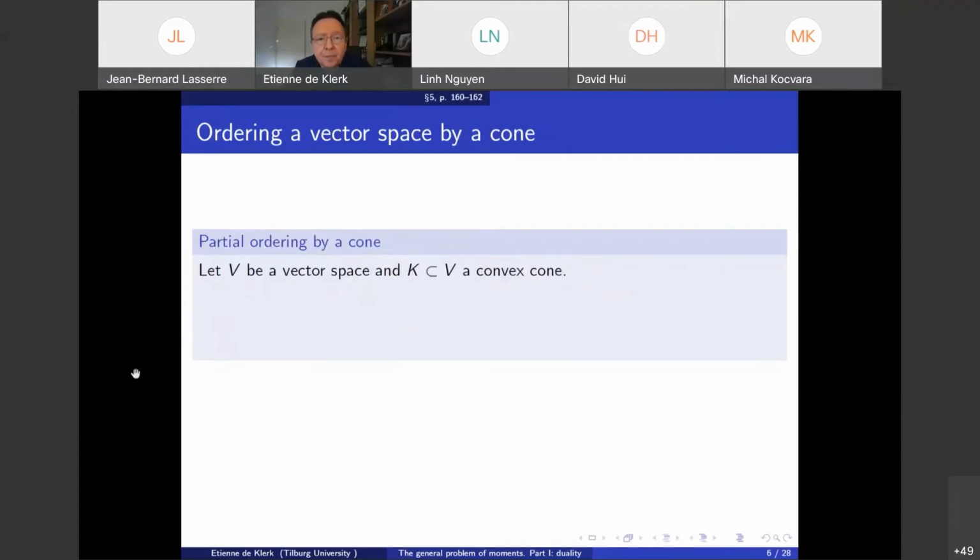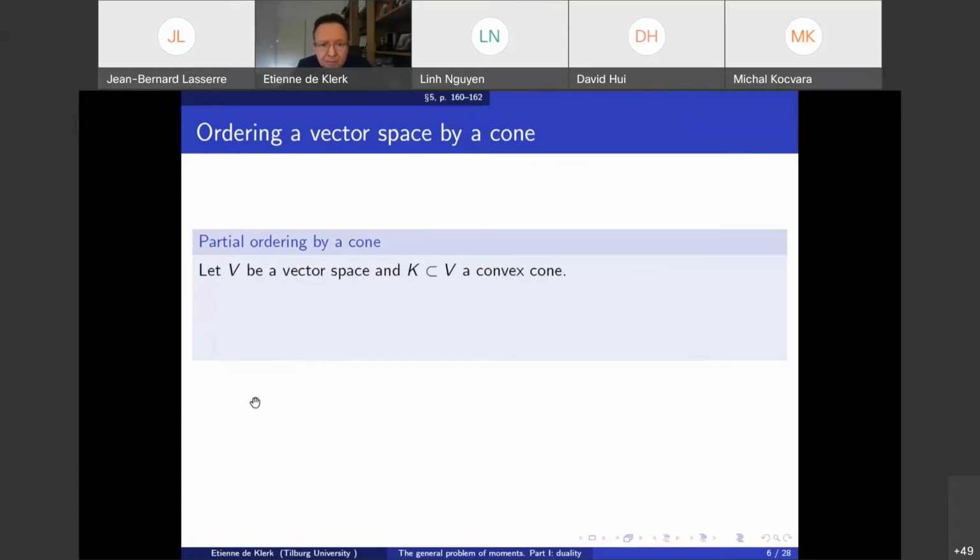Okay, so the other ingredient in conic linear optimization, apart from these constraints Ax equals b, is of course the cone over which we optimize. So we usually have an affine space defined by Ax equals b, and this intersects some cone, and this is our feasible set.